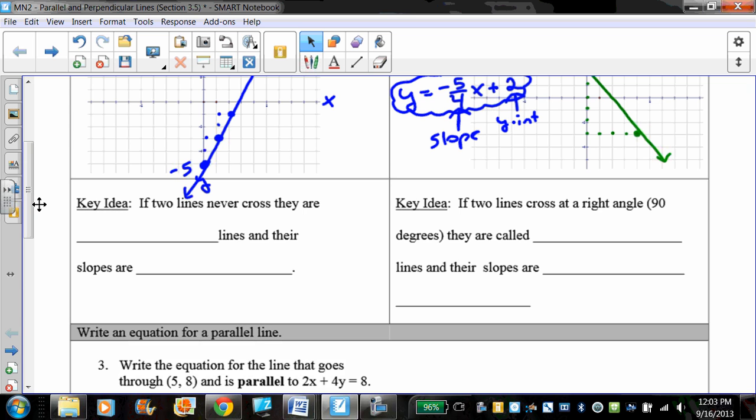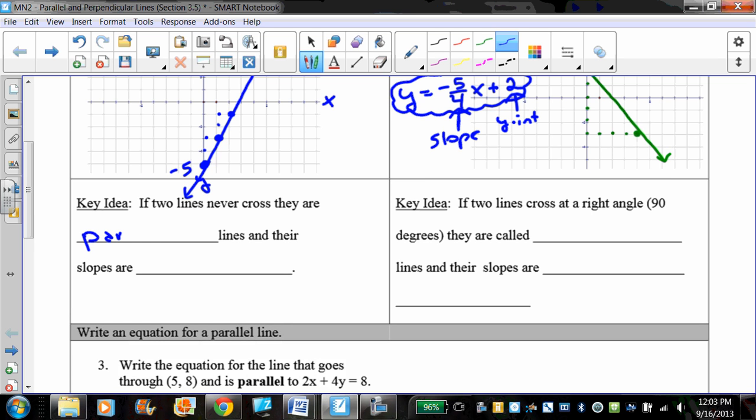We're going to get to the key ideas of this note guide, which is the very first one on the left-hand side. It says key idea. If two lines never cross, they are blank lines and their slopes are blank. Okay, so if two lines never cross, they are parallel, folks. If they never cross, they're parallel.